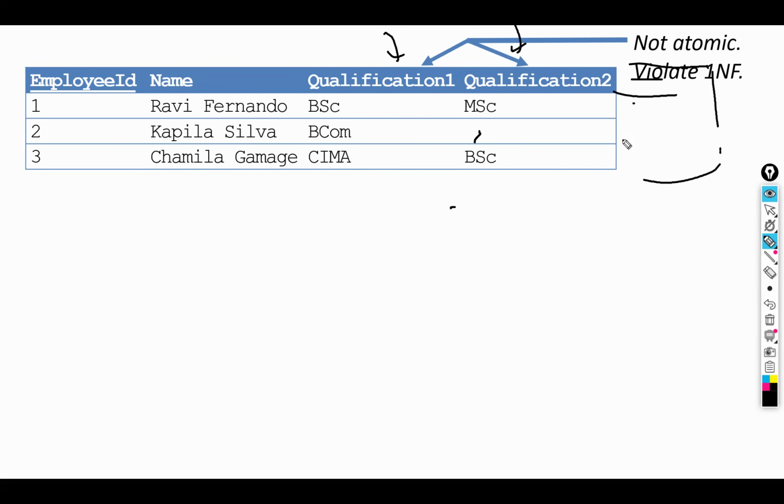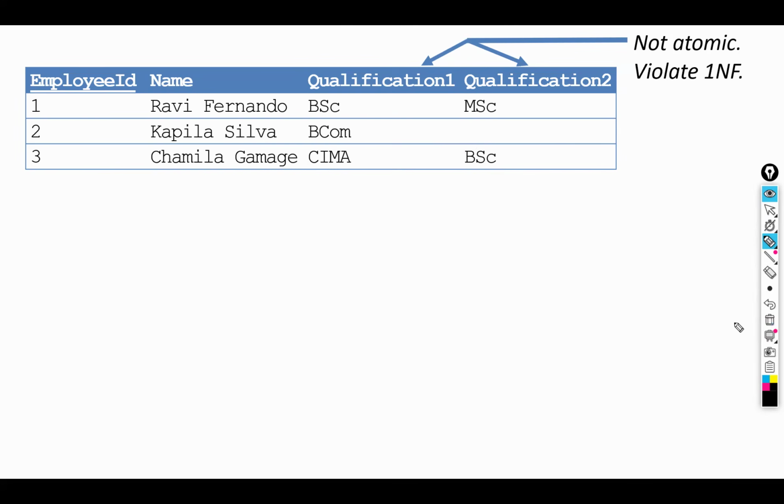So therefore, this is again the same problem, different symptoms. Again, not in first normal form. That is why this guy has introduced qualification 1, qualification 2, and so on. So this is not the solution. This is a fake solution.